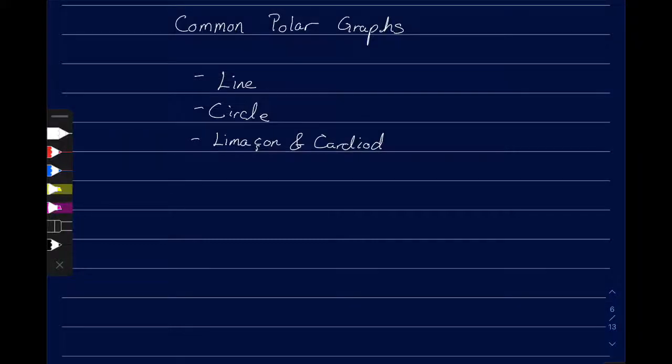Hi, in this video we're going to be talking about common polar graphs. The three types of polar graphs are the line, the circle, and the limacon and the cardioid. The line is in its own class. The circle is of a different type, but there are four of those. And the limacon and cardioid are also of the same type, but the cardioid is called that because it's just a special type of limacon.